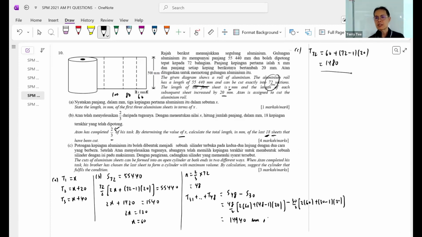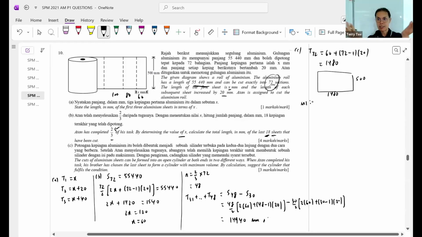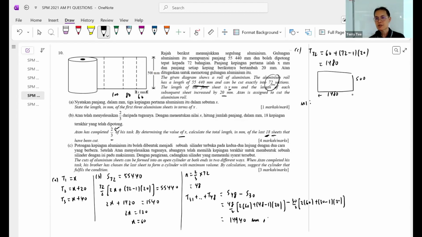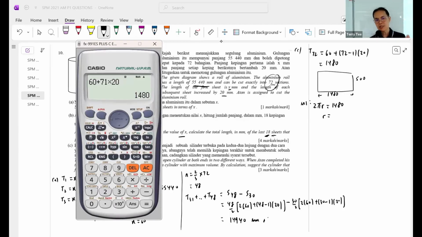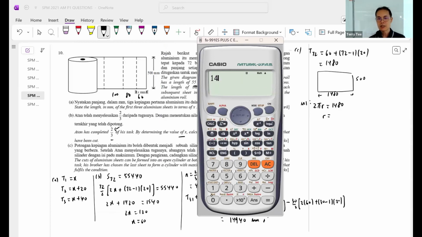You got to think this way. This is 1480. This is 500 in mm. So method 1, you roll it this way. That means this becomes your circumference. Circumference is 2 pi r, right? So 2 pi r is 1480. What's your r? You can leave it in terms of pi, because the question never says use 3.142, right? So 1480 divided by 2, I'll just write 740 pi.